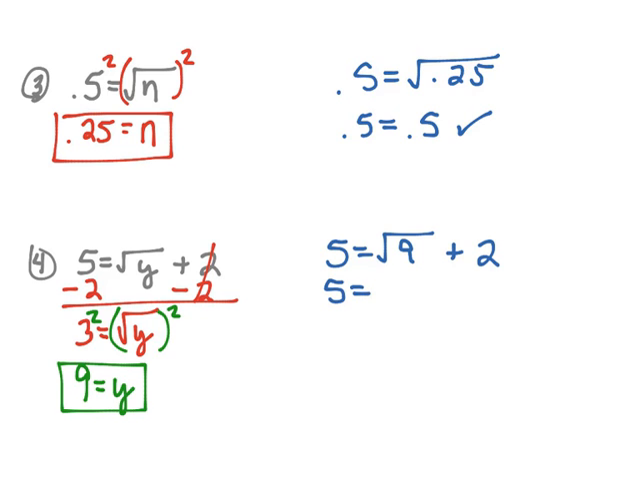So let me start by taking the square root of 9. If I take the square root of 9, that becomes a 3. And now if I add the 3 plus 2, 3 plus 2 becomes 5. And since 5 is equal to 5, we know this solution that we have over here is correct. So 9 again is our solution, and we prove that by plugging it in over here.